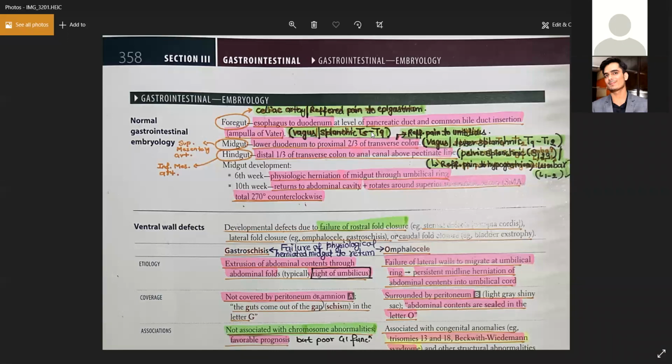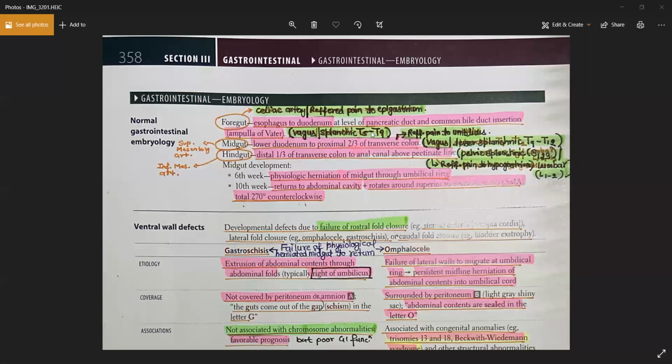For the foregut, it will form the structures which come between the esophagus and the duodenum, so up to the distal 1/3 part of the duodenum. Then comes your stomach, pancreas, gallbladder, liver. Then the antrum of the stomach and the duodenum part, the proximal duodenum. This is formed because of the foregut.